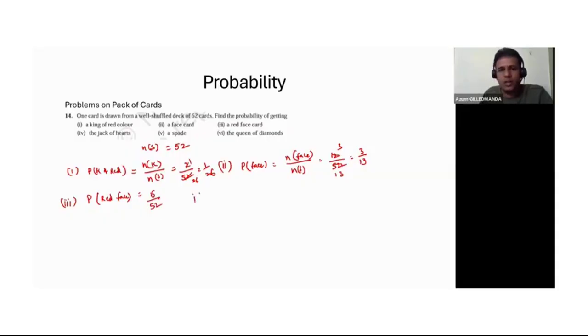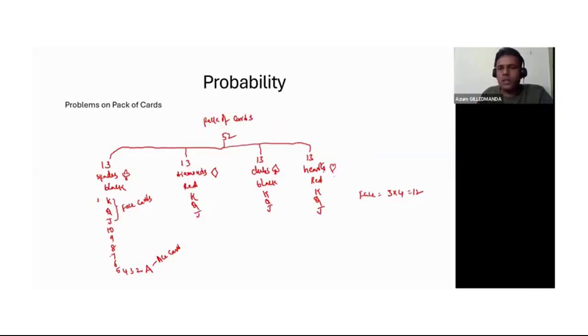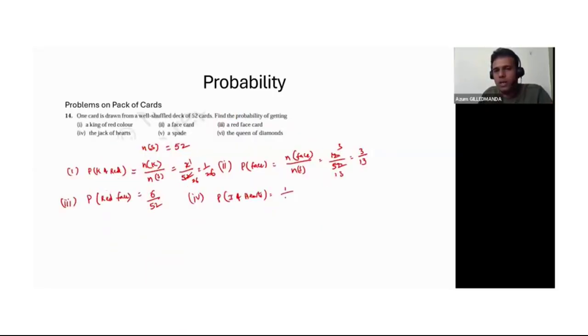Understood? Similarly, the fourth one, the probability of the jack of hearts. How many heart cards are there? 13. Out of 13, how many jacks are there? 1. So the probability is 1 by 52. There is only one jack card, which is from the hearts. Understood? So 1 by 52.